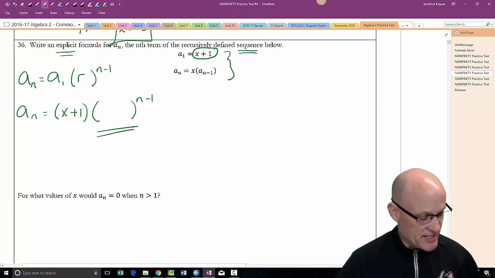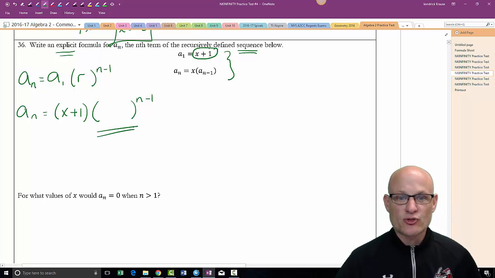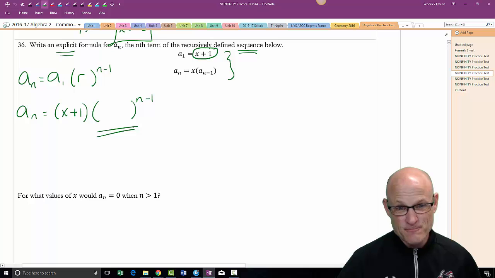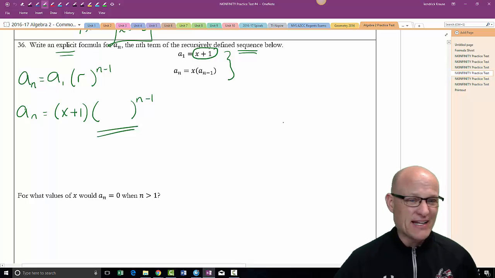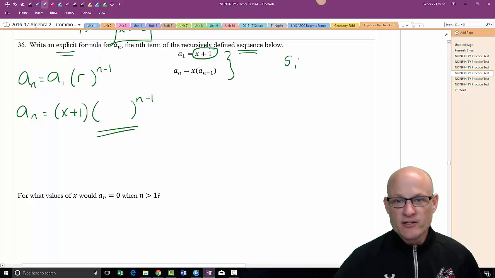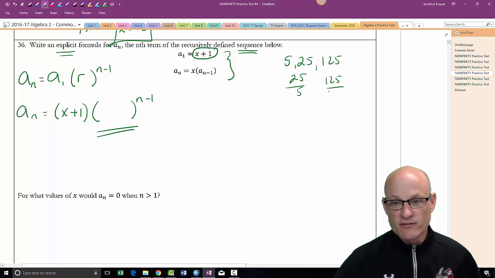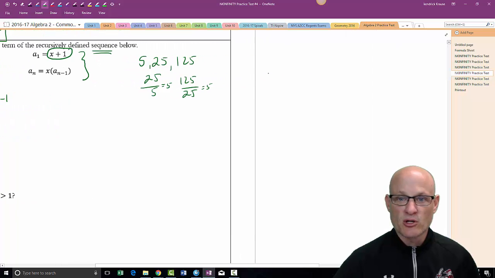It's just this thing that's going to be a little tricky to figure out. So, how do I find the common ratio? If I gave you the numbers 5, 25, 125, you'd say, oh, it's 25 divided by 5, or it's 125 divided by 25 to come up with that ratio.